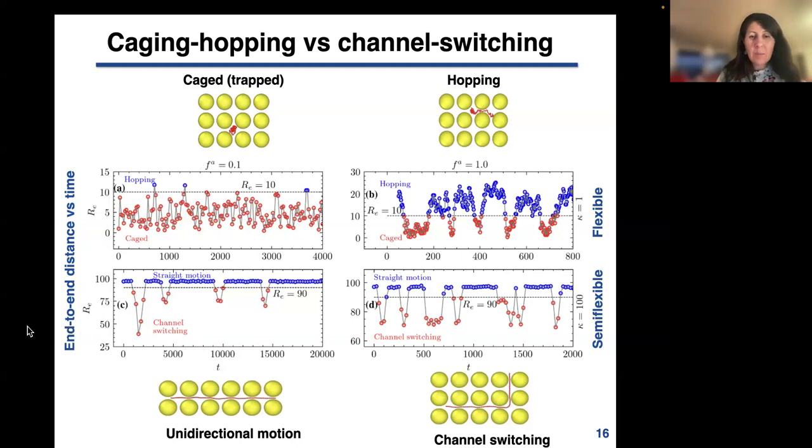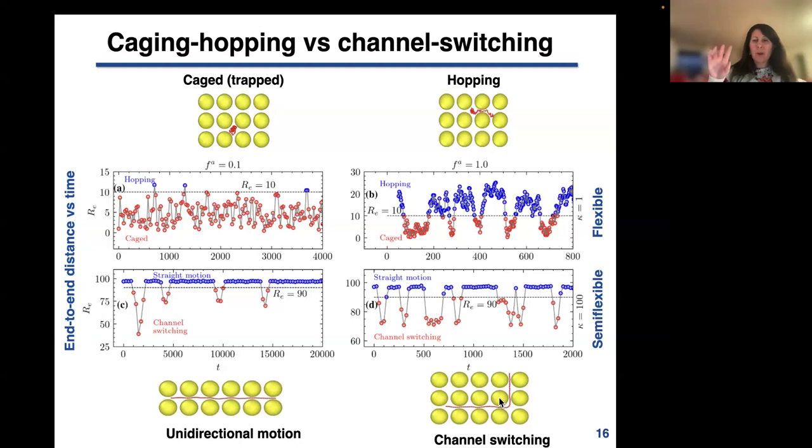And similar phenomenology for semi-flexible or stiff polymers that you can see here. If you have a low active force, most of the time it goes straight, but occasionally it changes channel. But if you increase the activity, it's more likely that it just switches channels because it has the energy to overcome the barriers, overcome the bending stiffness, and just bend and go to another channel.